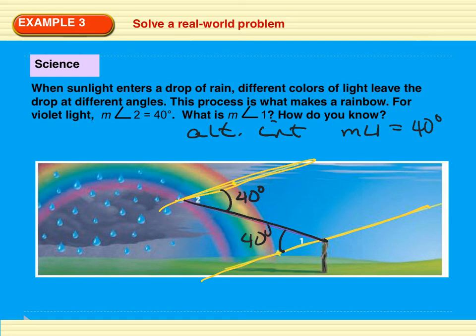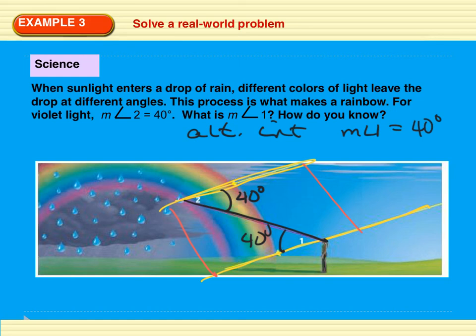The reason why they're alternate interior is if I close them in, they're inside those yellow parallel lines, and they're on opposite sides of the black transversal. So be able to pick out these angle pairs. We will be using these in our proofs.